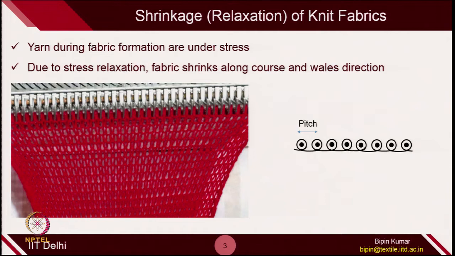And why does this shrink? Because naturally you are keeping the yarn under very stressful conditions. So, the moment you release the stress after taking the fabric out of the machine and removing the dead weight, you will realize the fabric will relax, and during this relaxation the fabric shrinks in both length direction and width direction. So, this is called shrinkage of knitted fabric, and shrinkage is very important from the garmenting point of view.